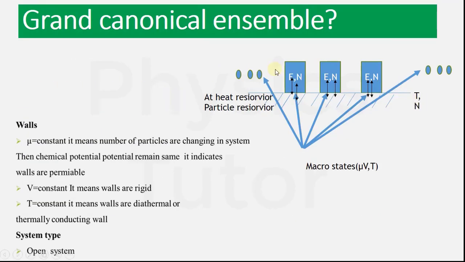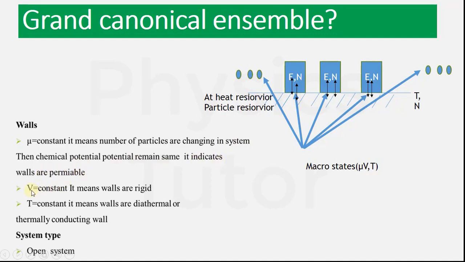So in the Grand Canonical Ensemble, we can see energy and number of particles macroscopically. Here 3 particles are added microscopically, and the lines which are given here show that energy is released or exchanged with the environment. Here, mu is constant, which means the number of particles is changing in the system while the chemical potential remains the same, and it indicates the walls are permeable.